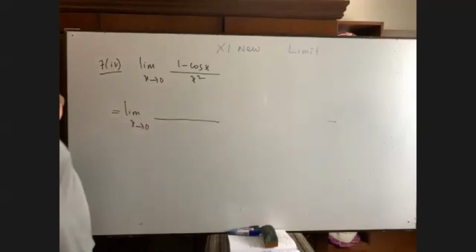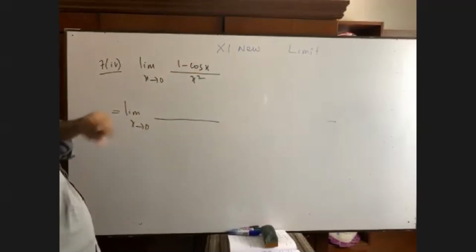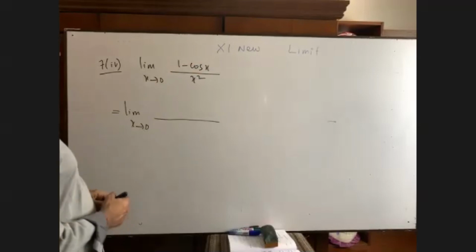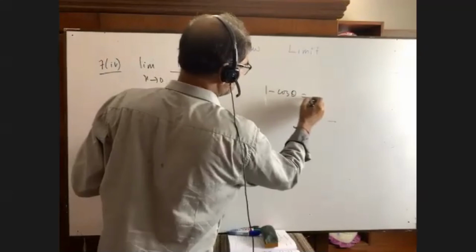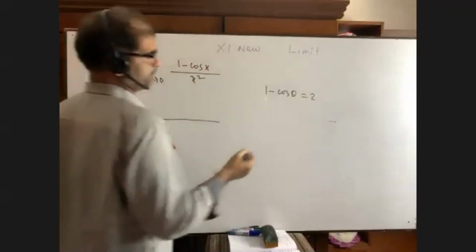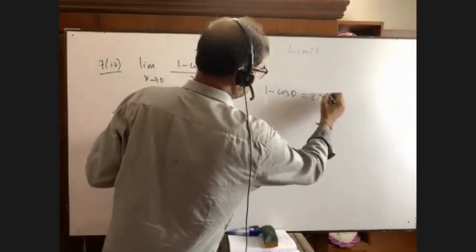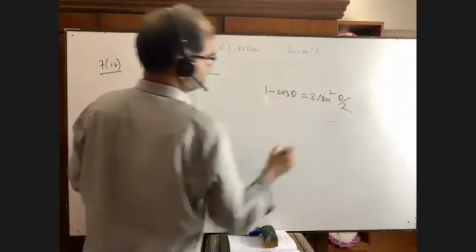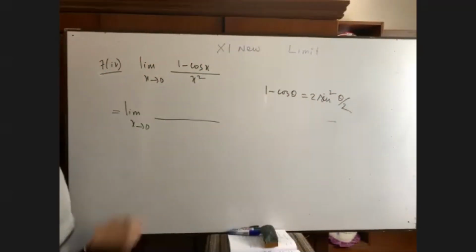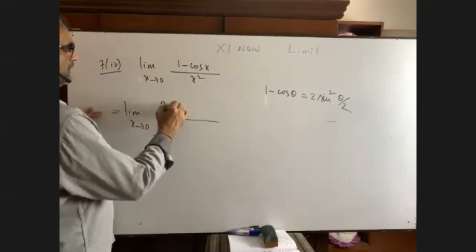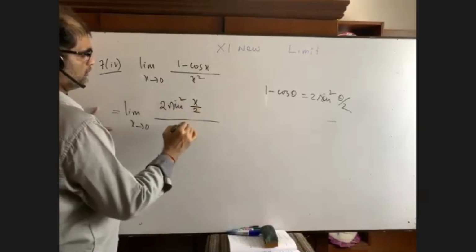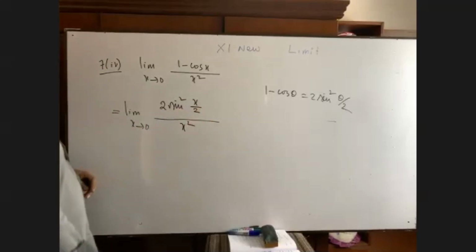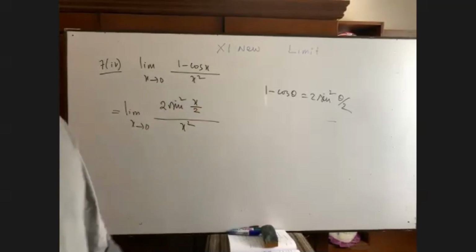Now we'll go to trigonometric functions. Okay, you are doing this trigonometric ratio here. You see 1 minus cos theta, what is the formula? It is 2 sine square theta by 2. So we can write here 2 sine square theta by 2 by x square. Just please let me know if you have not got it.